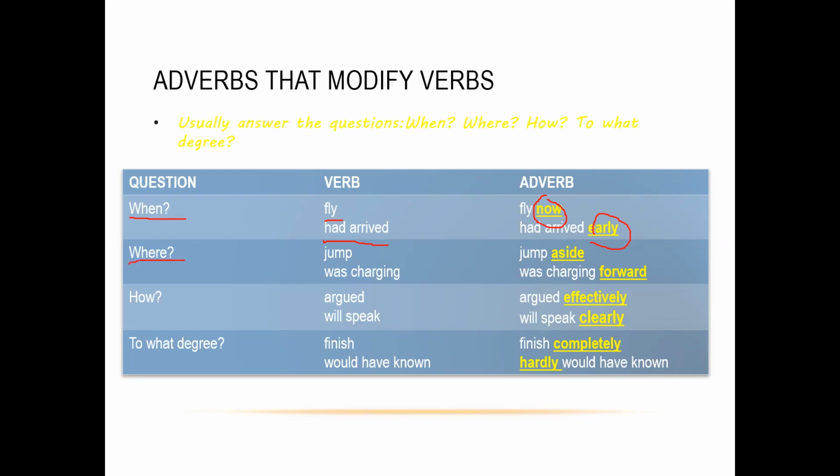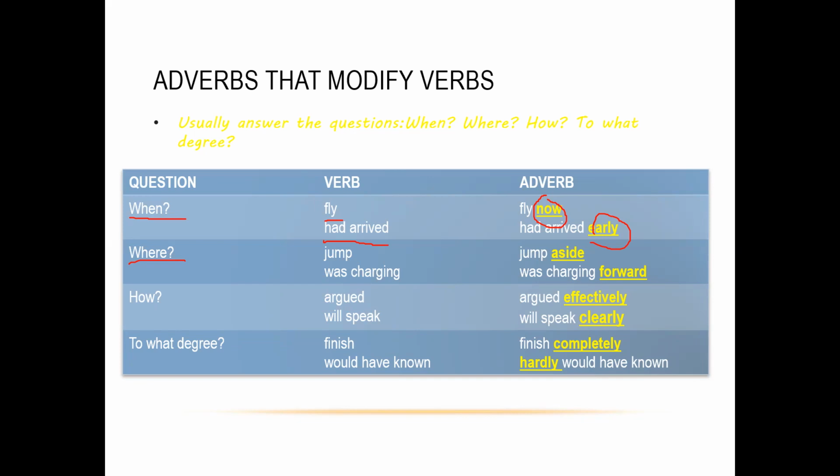Now, adverbs that answer the question where. Jump. Jump aside. Where did she jump? Aside. Not in front, not at the back, but aside. She jumped aside. Was charging. Where was she charging? She was charging forward. Forward. So it talks about the placement. Okay? The placement of the verb.